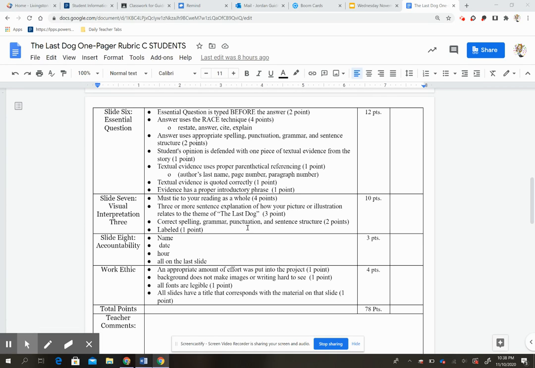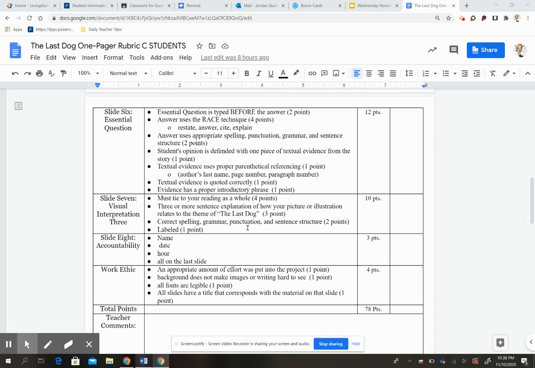Background does not make images or writing hard to see. All fonts are legible, and all slides have a title that corresponds with the material on that slide. So, in other words, you're not going to have an external conflict on your internal conflict slide.